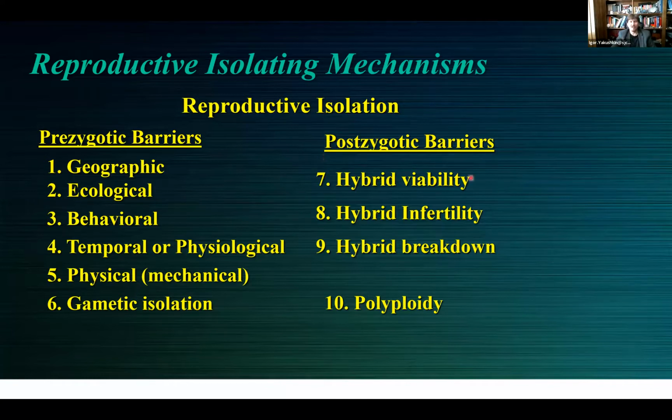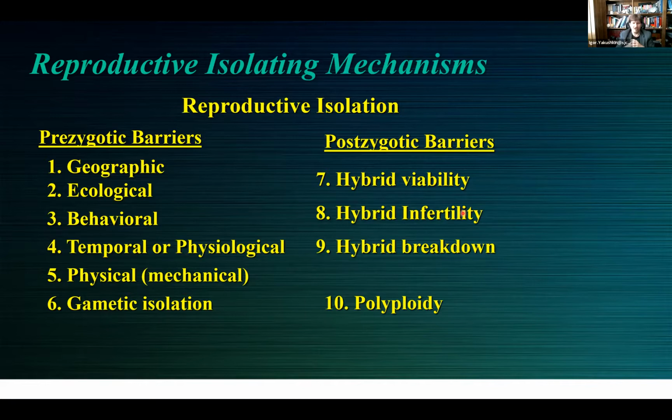Post-zygotic, hybrid viability. The hybrid is not viable. As soon as the hybrid forms, it starts developing and then dies off. Hybrid infertility. The hybrid will become infertile. It will go through the term and be born, but it will not be able to reproduce on its own.